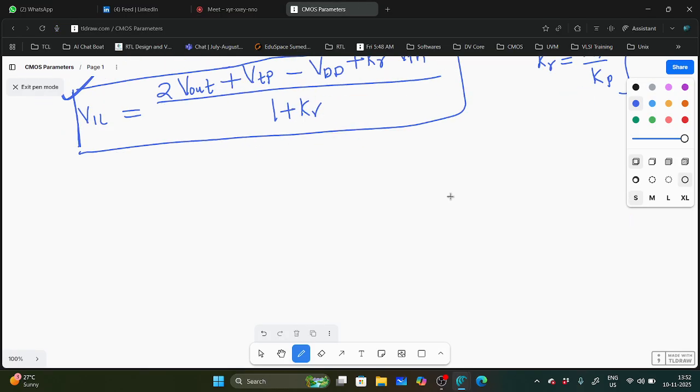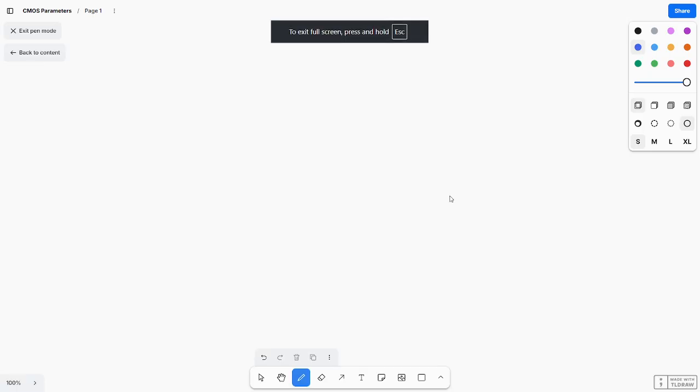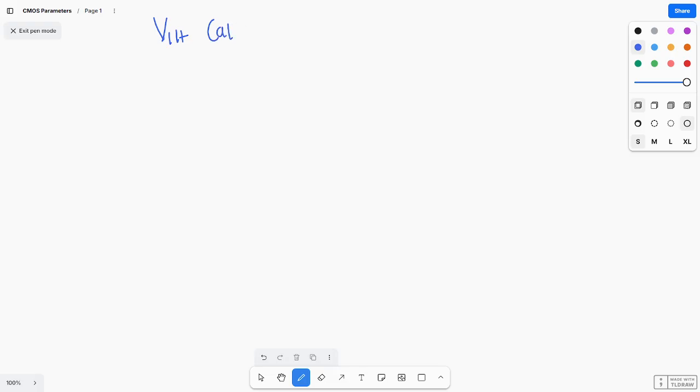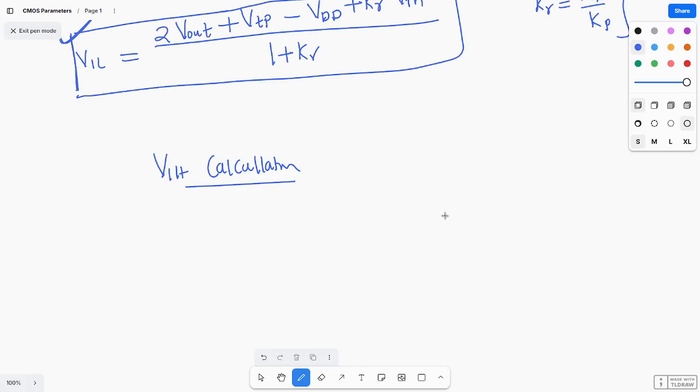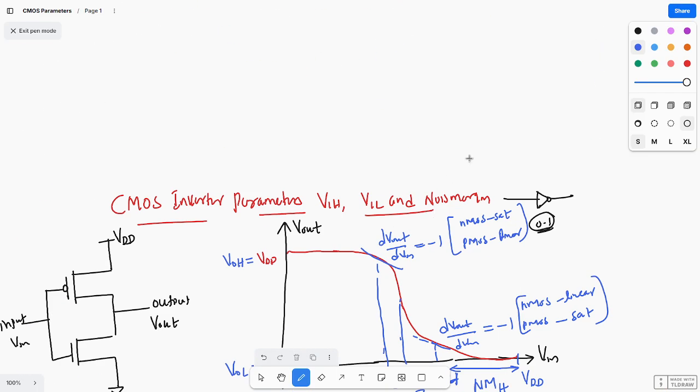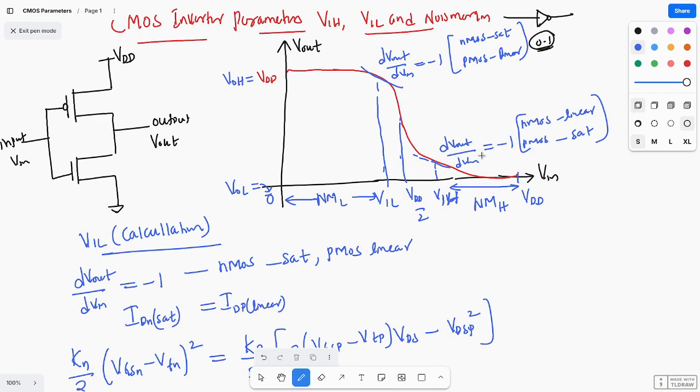Okay. So next I want to calculate VIH. In the VIH calculation, if you see the curve, NMOS will be in the linear region and this is VIH. NMOS will be in the linear region and PMOS will be in the saturation region.